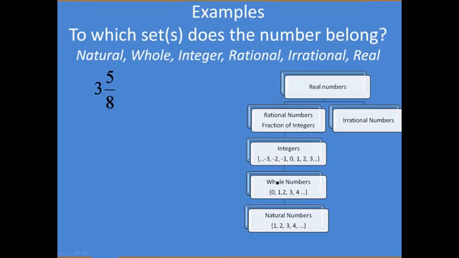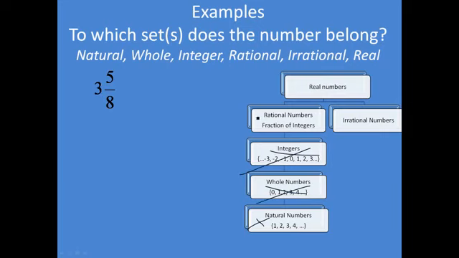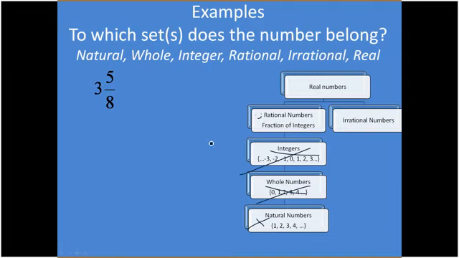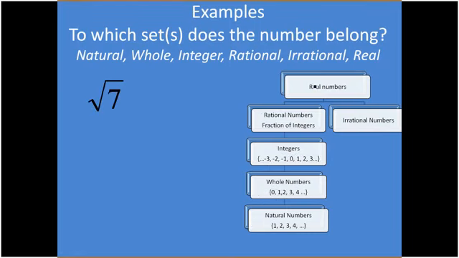Let's look at another example. 3 5/8. What do you think? Where would that go? Well, there's no fractions in the natural numbers. There's no fractions in the whole numbers. There's no fractions in the integers. Here we go. Rational numbers. There it is. It is a rational number because it can be written as 27/8, which is the fraction of 2 integers. And since it's rational, it's also real. Any of these numbers you work with are going to be real. There's a whole other set of numbers that are not real, but we're not going to talk about that, and you might run into that later on in your math career, but don't worry about it now.